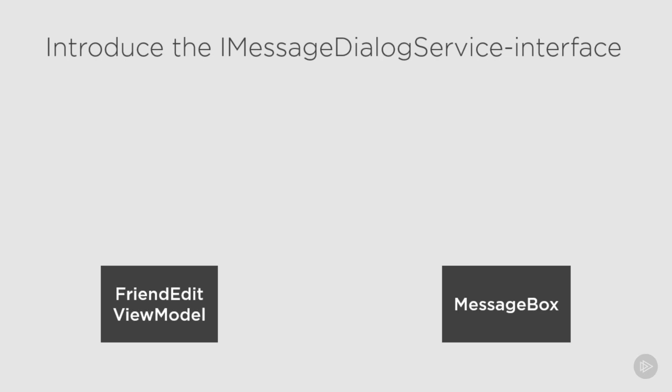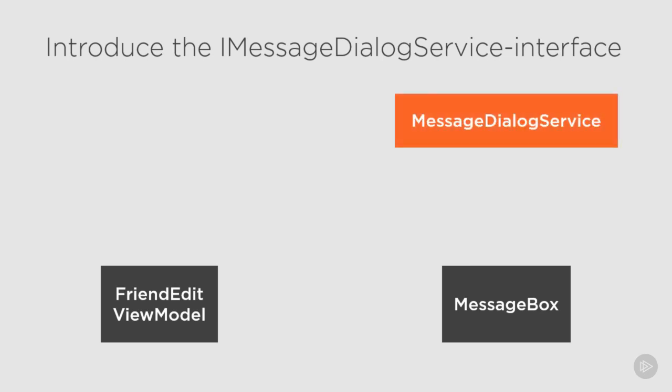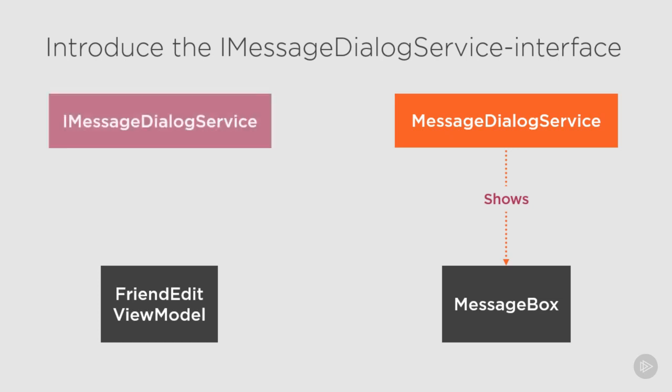The answer is, you need to abstract away that message box dependency. To do this, we will introduce a message dialog service in this module. That message dialog service is just a class that has a method to show a message box. We will also introduce an interface that is called IMessageDialogService, and the MessageDialogService class will implement that interface.